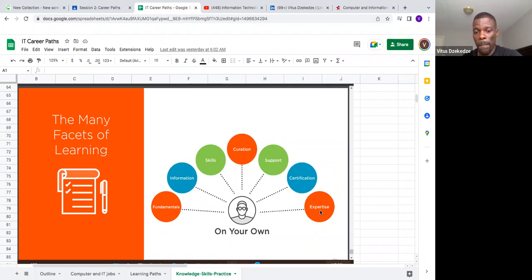Okay. So on your own, you can do everything that the school used to do because everything is at your disposal. You have the internet. The only thing that's limiting, as we've said before, the only true cost is your time. If you use your time valuably, you should be able to learn your fundamentals. You should be able to go search for information. You should be able to build your skills. You should be able to get curated material, or you can do your own curation. You should be able to get support.